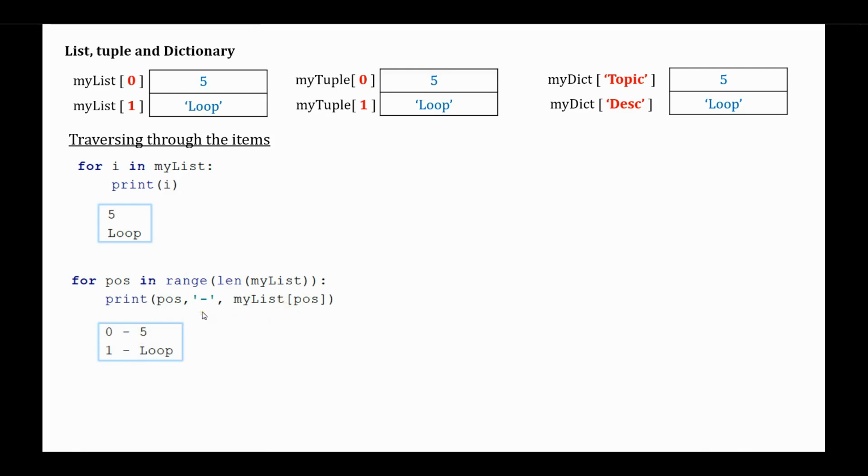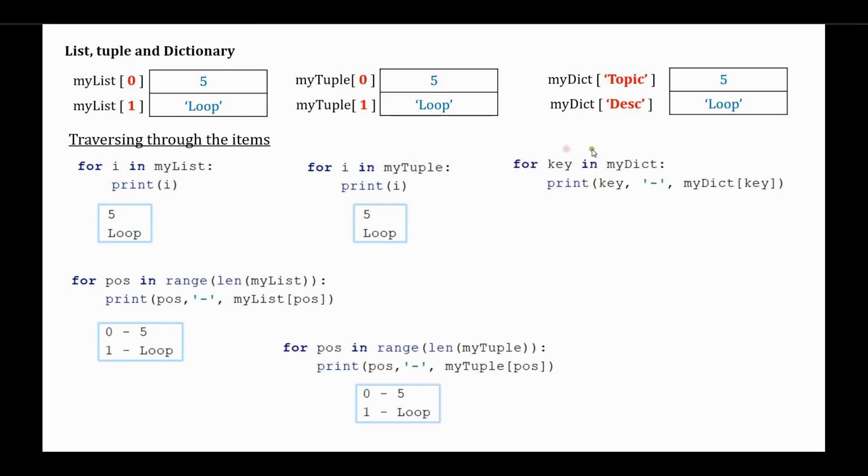So you can use this method to get the position as well as the value. But if you are just interested in getting the values, then you just use this simpler notation. For tuple it is exactly the same. You can use for i, it gets the value. You can also use the position with range to get the value, similarly to the list.